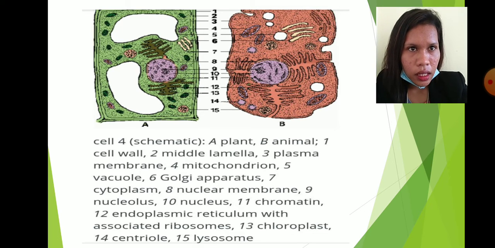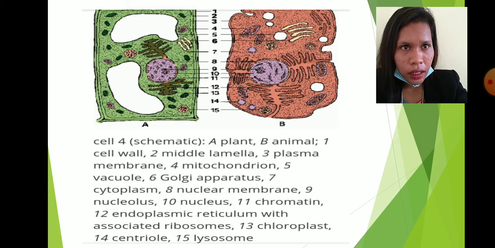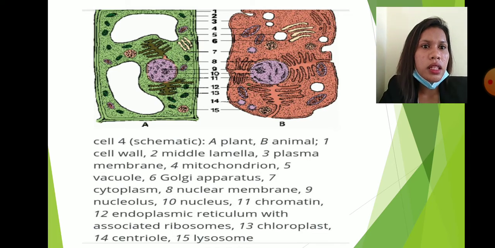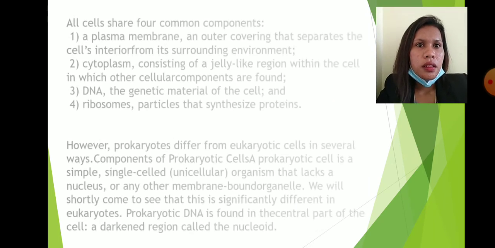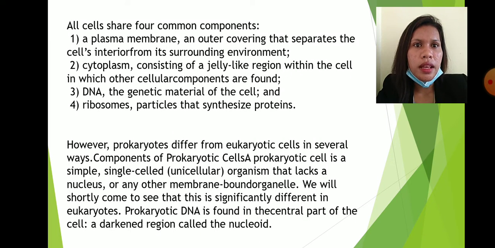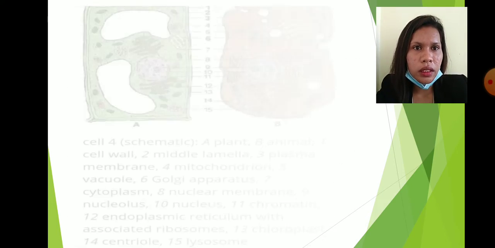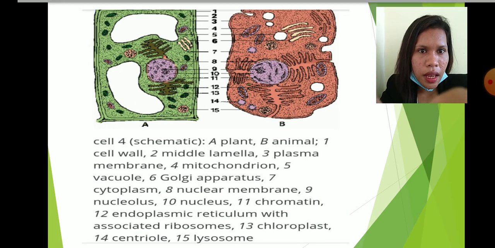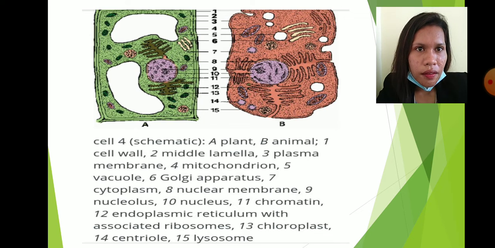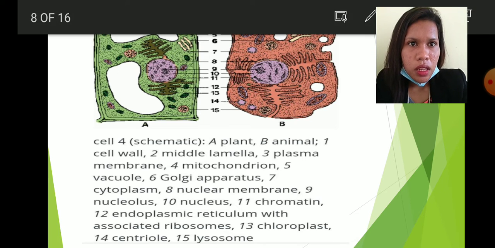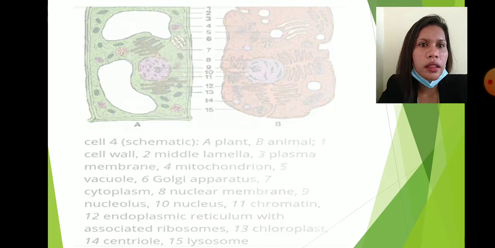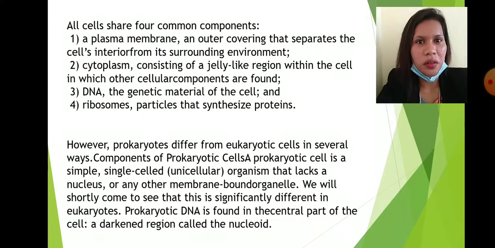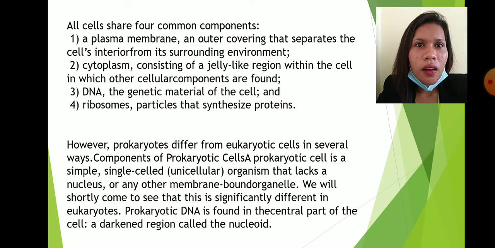Number 3, so nandyan yan. Number 3, plasma membrane yan siya. Next is meron dito yung cytoplasm, consisting of a gel-like region within the cell. So asan nga ba yun? Doon ang cytoplasm. Ito ang cytoplasm, number 7. Makikita natin yan sa loob. Yan yung cytoplasm. Next naman. Okay, bilis-bilisan natin kasi yung oras. Cytoplasm. Okay.